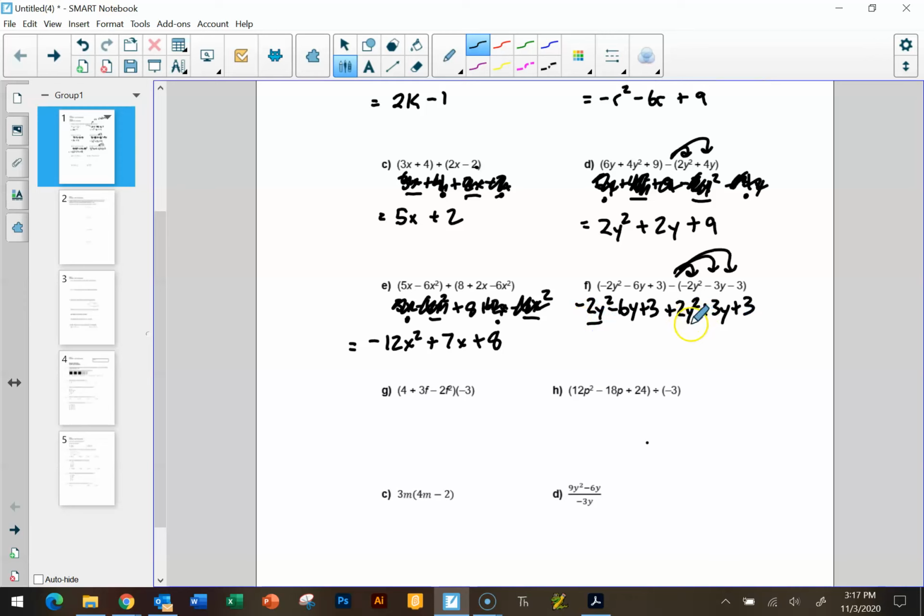I got a negative 2y squared. There's another y squared. There's a y. There's a y. And then the last one is a constant. So I'll just make a different symbol. Negative 2y squared and a positive 2y squared. Well, that's easy. That just cancels out.